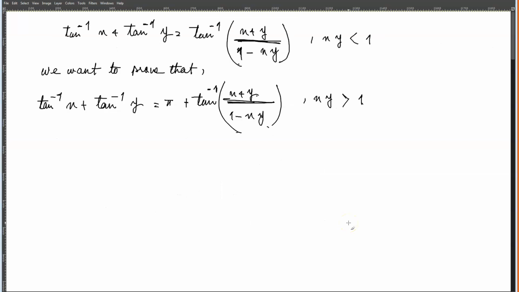Now, about the third result, which was tan inverse of x plus tan inverse of y is equal to pi plus tan inverse of (x plus y) over (1 minus xy). I did try a couple of things, but I couldn't prove it. So I'm not going to try to do that. I mean, I did try, but I couldn't actually do it.